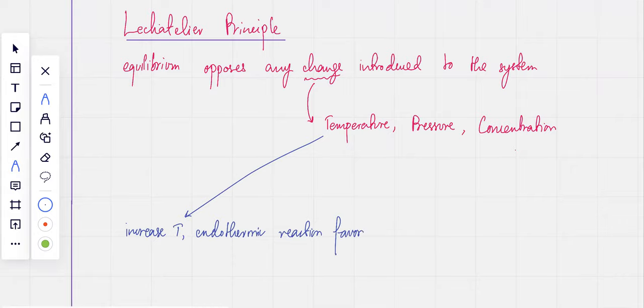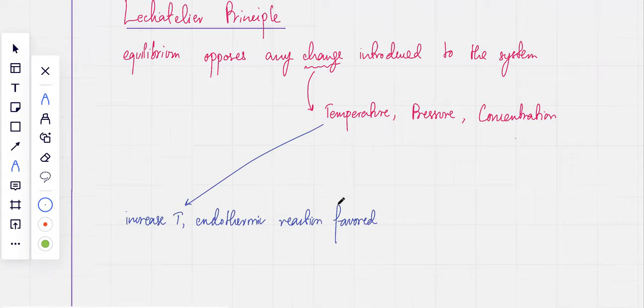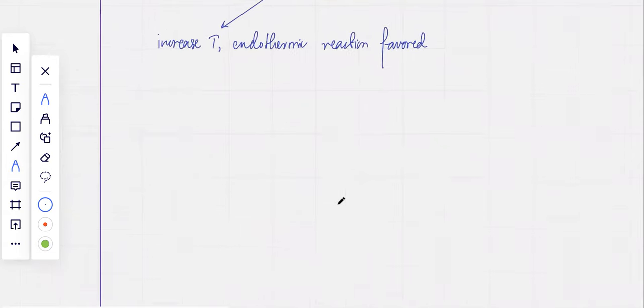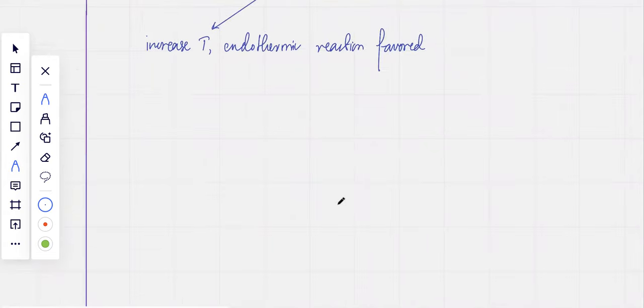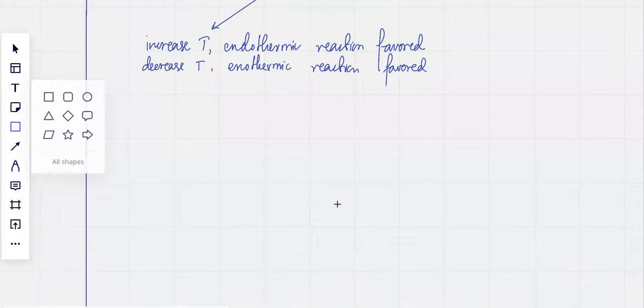And I'm going to use the word favored here. I'm going to do an example as well. If you decrease temperature, it's always the exothermic reaction that's going to be favored. So that's the rule for temperature. And I'm going to explain why this is the rule.